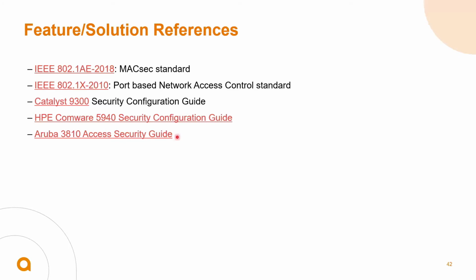Yeah, coming to resources, finally, like I talked about, MACsec has two standards. The MACsec standard itself, which is described in the 802.1AE standard, and then the MKA piece of it, which is described in the 802.1X standard. So there we have some quick references to the Cisco and Comware configuration guides for MACsec, and also the Aruba 3810 access security guide that talks about MACsec configuration.